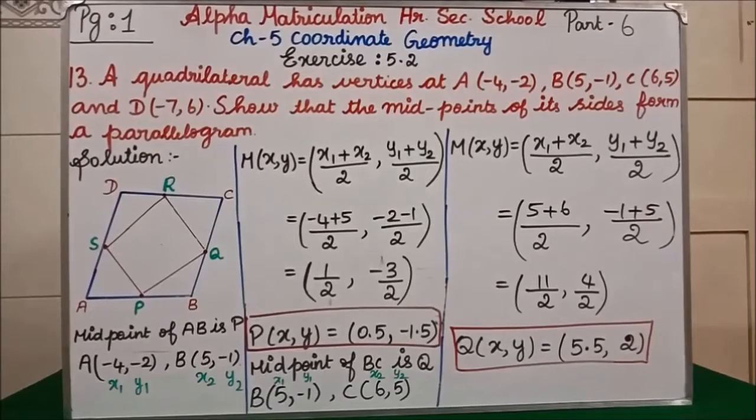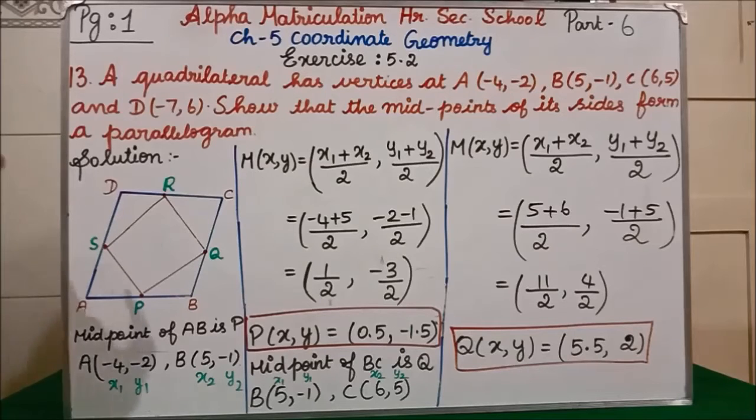In part 6 video, next we are going to see the 13th question. See the question: a quadrilateral has vertices at A(-4, -2), B(5, -1), C(6, 5) and D(-7, 6). The vertices A, B, C, D are given, and they are asking: show that the midpoints of its sides form a parallelogram.